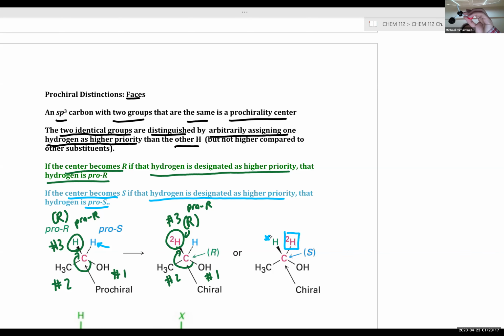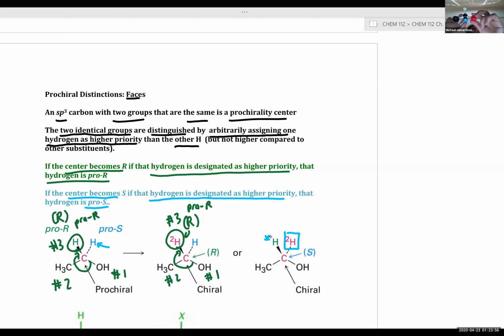Okay, so we have our alcohol on the right, our methyl on the left. We have our hydrogen in the back, and in blue, I'm going to put my pro-S hydrogen. Whoops, I have it in the wrong spot. One moment. Okay, so we've established that this hydrogen is pro-R, because if we put the other hydrogen in the back, we get an R configuration.